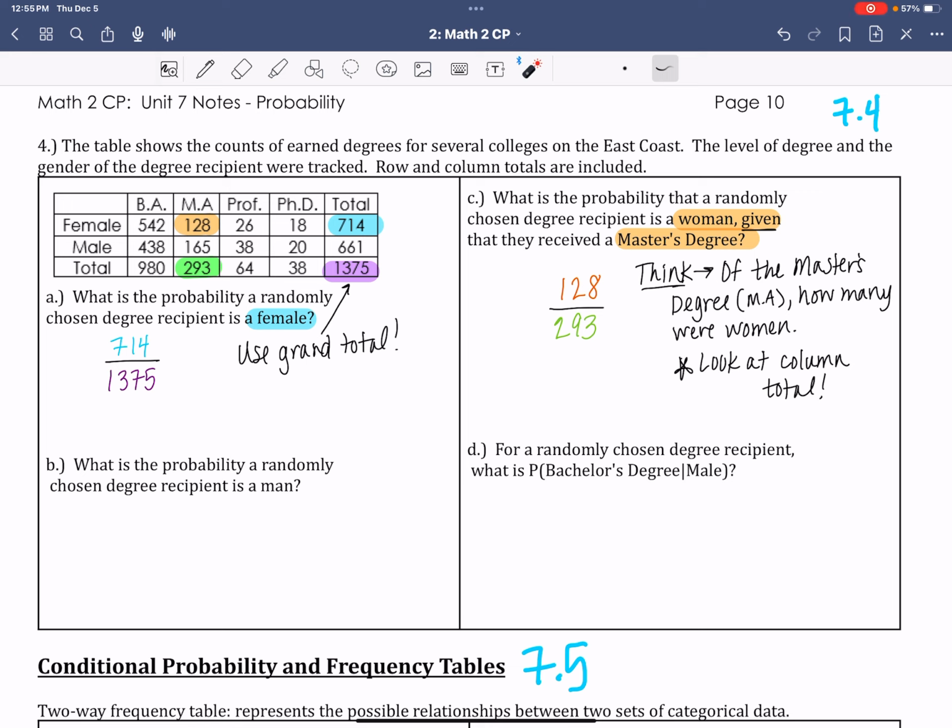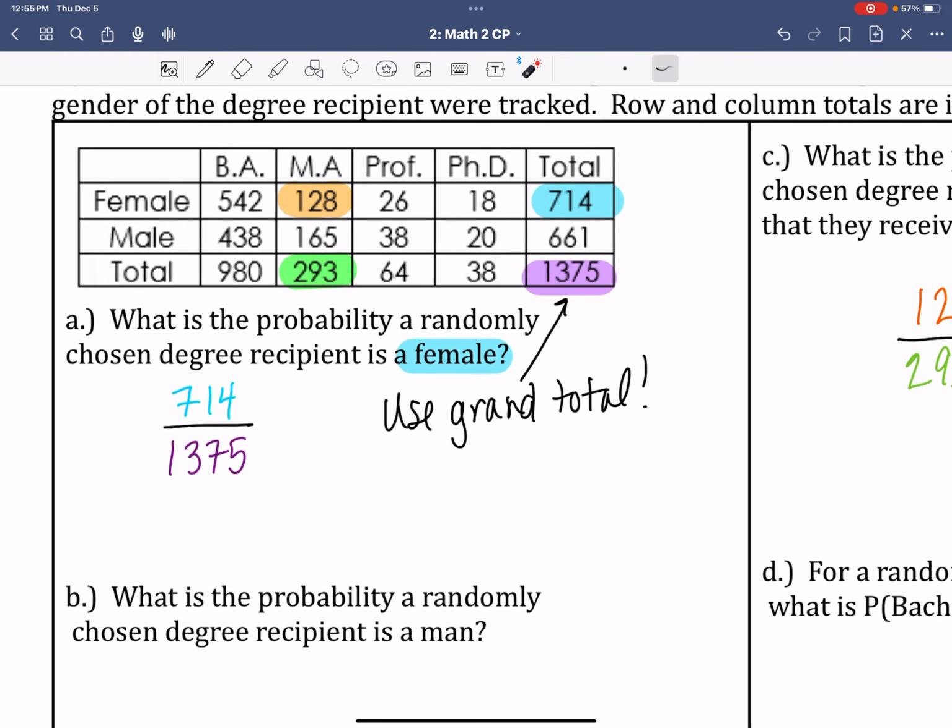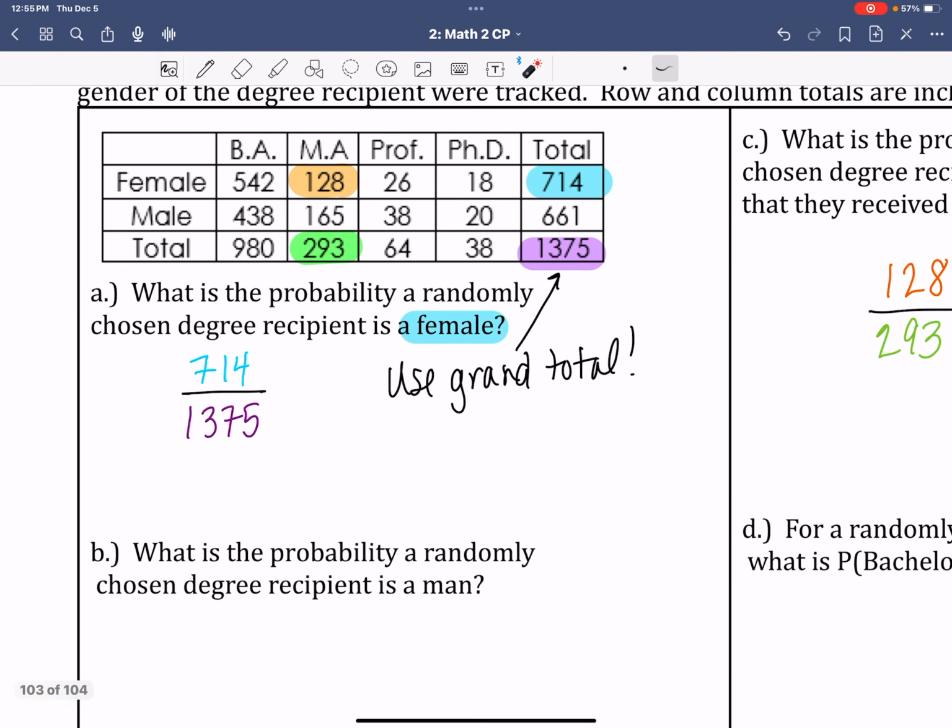The table shows the counts of earned degrees for several colleges on the East Coast. The level, degree, and gender of the degree recipient were tracked. Row and column totals are included, though sometimes they're not, so make sure you're paying attention. This is bachelor's, master's, professional, doctorate, and then this is your total going this way. Here you've got females going this way, males going this way, and this is the grand total of the column. This is the total of everybody that was surveyed or tracked.